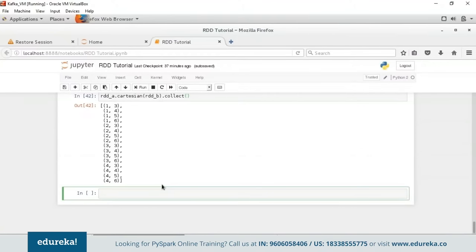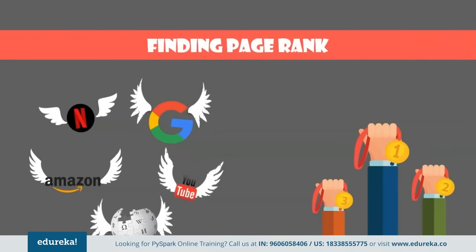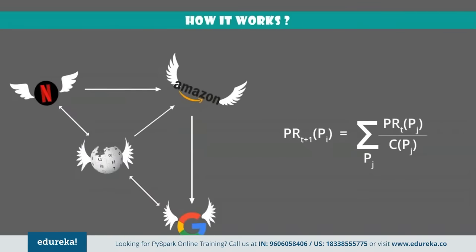So guys, let's do something interesting now. Here we are going to find the page rank of certain web pages, and we are going to use RDD to solve this problem. Let's understand what page rank is first. Page rank is basically the rank of any page, which was developed by Google. The page rank algorithm, as you can see here, contains a certain formula. The algorithm was developed by Sergey Brin and Larry Page.